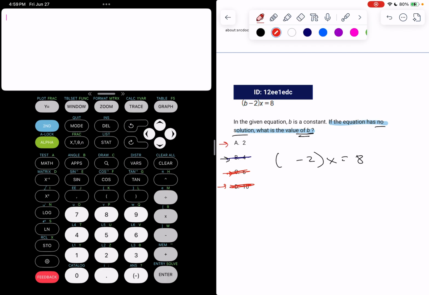Let's try 2. Let's pop a 2 in. 2 minus 2, well, that's 0. 0x equals 8. Well, 0 times x, well, that's just 0. Is it ever true that 0 equals 8? No way. That sounds like a fake answer. That's a no solution situation. There's nothing that you could put in for x that would make 0 times it equal 8. Very good.